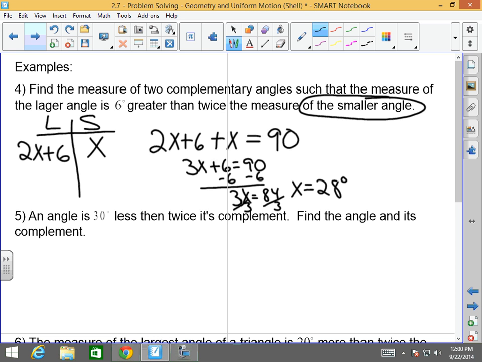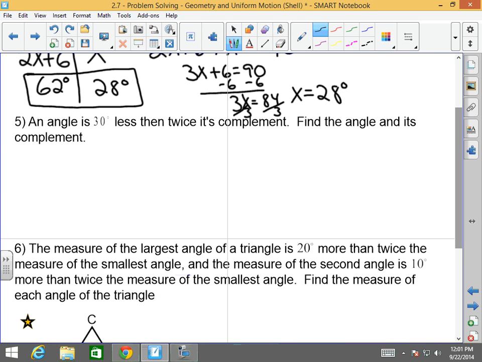I want to find both complementary angles. So the small angle is 28. And then 2 times 28 plus 6 gives you 62 degrees. Very simple if you make a little comparison chart or a comparison table. Okay, number 5. An angle is 30 degrees less than twice its complement. Remember what we said here.